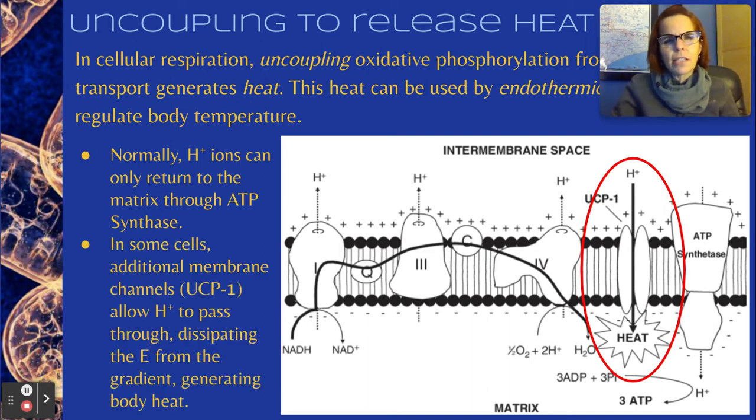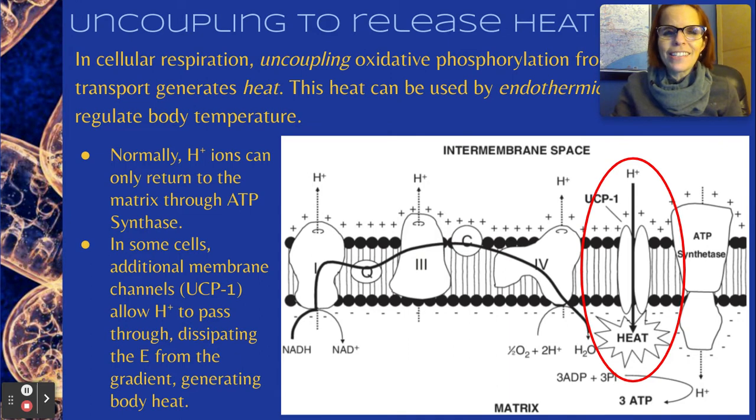However, in some cells, especially cells that are known as brown fat, sounds gross to me, but that's what those cells are known as, there are additional membrane channels. Look at the red circle on the diagram. That's an additional membrane channel. It's called UCP1 in this case. It allows hydrogen ions to pass through without making ATP, so their energy is being wasted, in essence. It's not being captured and used in a chemical bond. Instead the energy is released as heat, and it warms up the body of the organism.